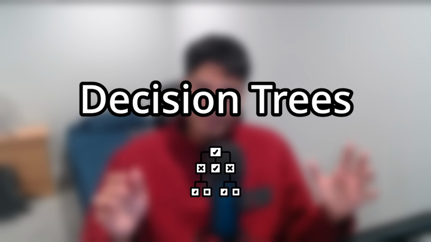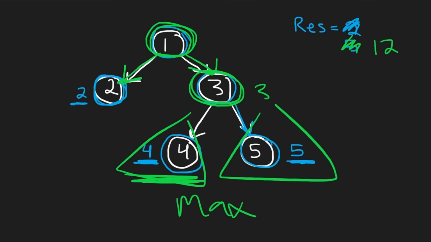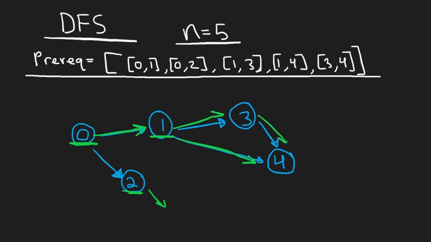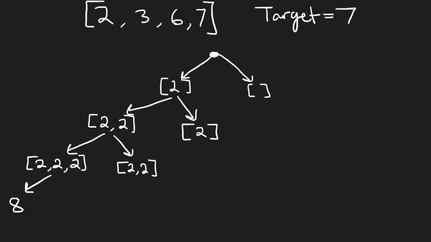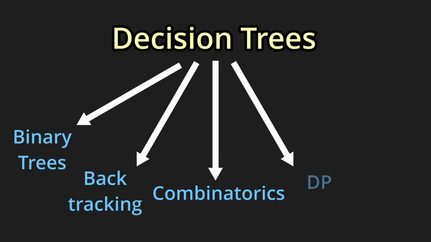Another broad concept is recursive decision trees. You might be thinking, doesn't the specific pattern actually matter? Like, recursion can be applied to trees. It can be applied to backtracking. Well, yes, no one is born knowing those concepts. You'll have to learn them. But if you have a very strong fundamental understanding of decision trees, you can solve a wide variety of problems, from binary trees, backtracking problems, combinatorics, dynamic programming, and sometimes even graph problems.